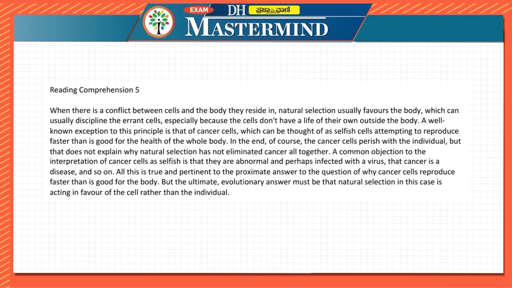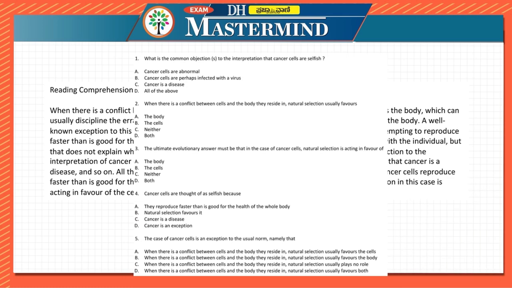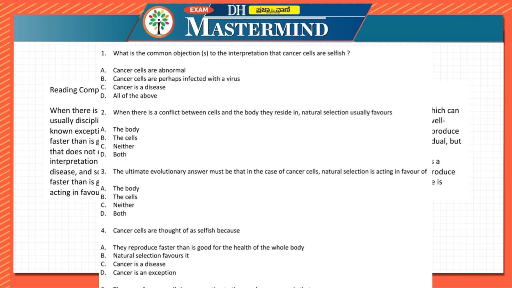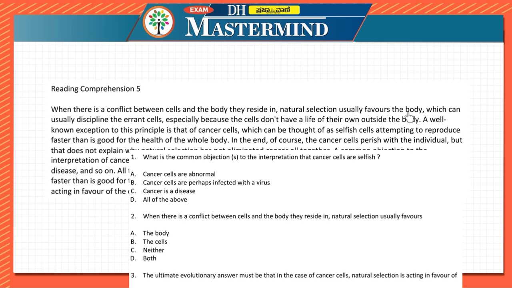Let's read the passage. When there is conflict between cells and the body they reside in, natural selection usually favors the body. See, this first line itself was a question for us. Correct? First line itself was a question for us. They have only mentioned it over here. Usually favors the body. Here also it usually favors the body. So for the second, the answer is A.